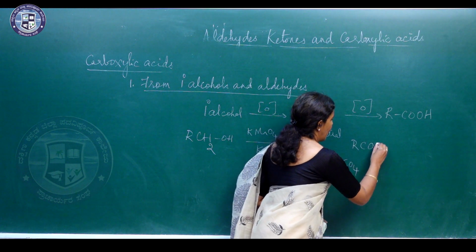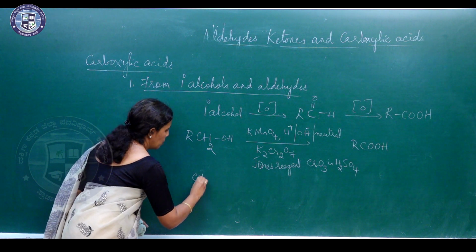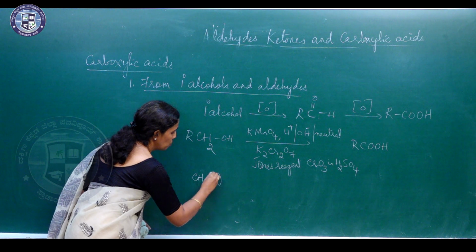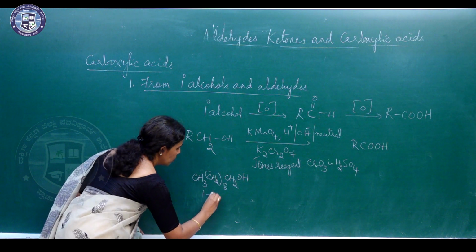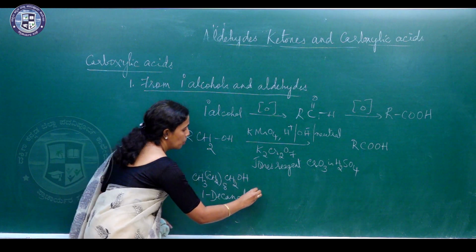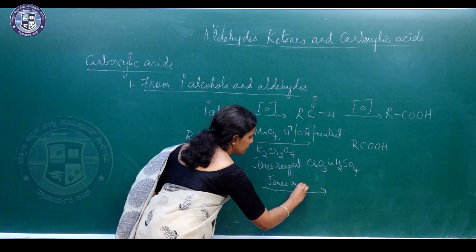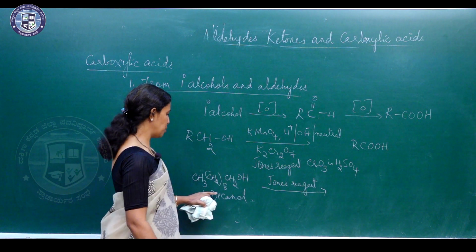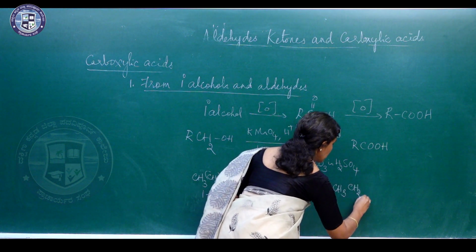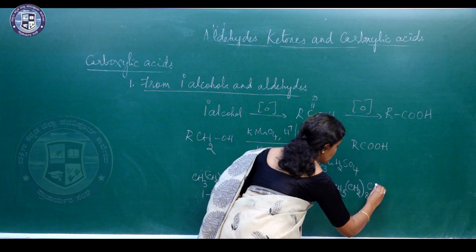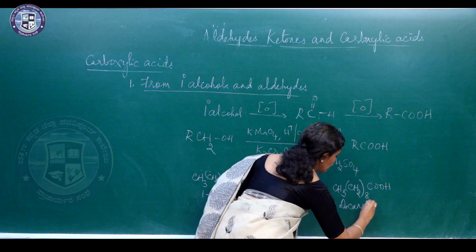So, we get RCOOH. Even long chain primary alcohols like 1-decanol, CH3 CH2 8 times, on treating with any one of the reagents, you can go for Jones reagent, will be converted to the corresponding acid, that is decanoic acid, CH3 CH2 8 times COOH.